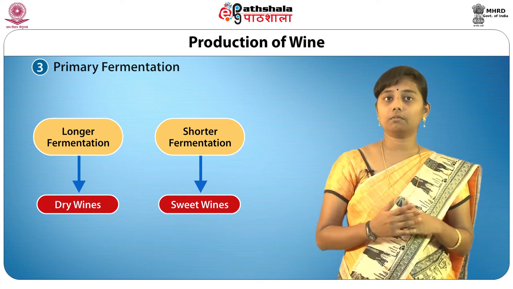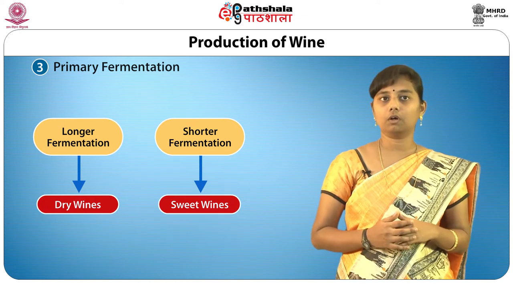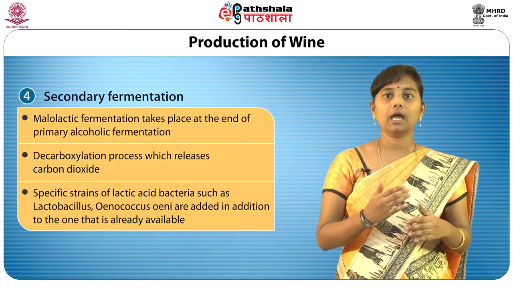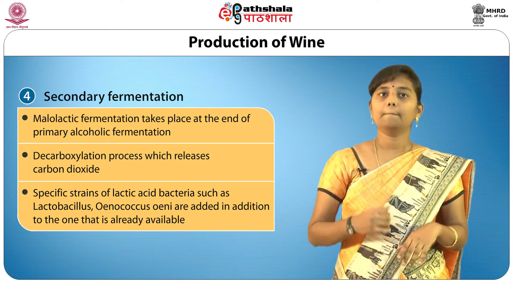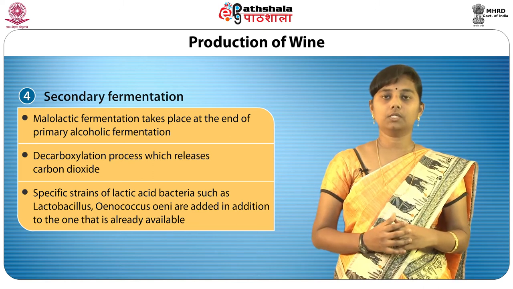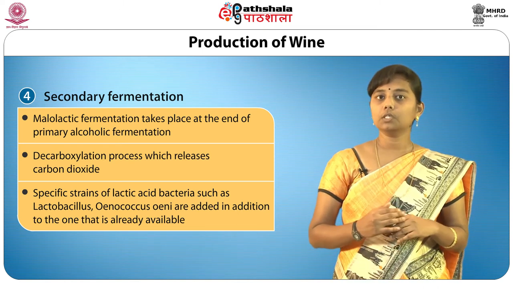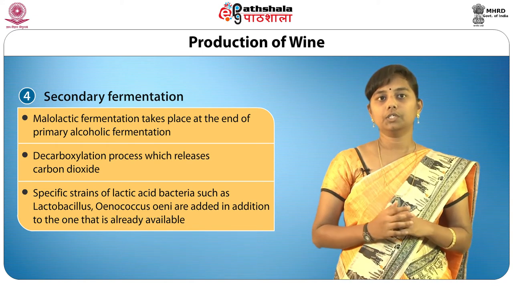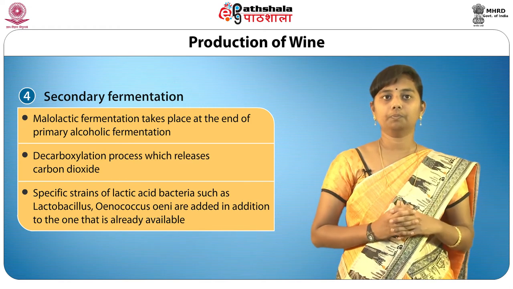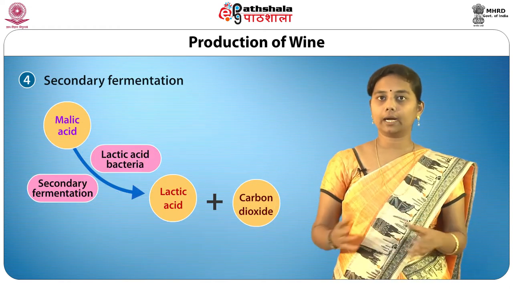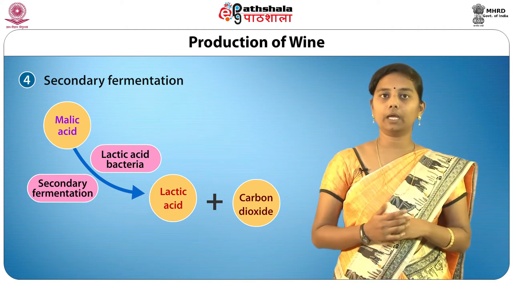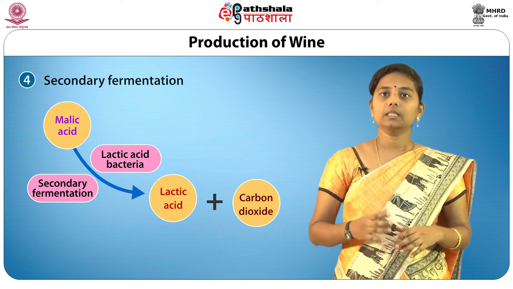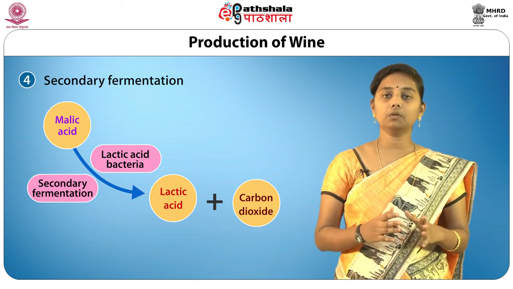Longer fermentation makes the wine dry because the majority of sugar is converted into alcohol, whereas shorter fermentation produces a sweeter wine. Secondary malolactic fermentation takes place at the end of primary alcoholic fermentation. Malolactic fermentation is a decarboxylation process which releases carbon dioxide. During this process, specific strains of lactic acid bacteria such as Lactobacillus are added to the malic acid which is already available in the medium. This process turns malic acid into lactic acid, which produces a more supple, silky wine with a buttery taste. The whole process is kept under anaerobic conditions to avoid oxidation of the wine. The secondary fermentation is a slow process which takes around 3 to 6 months.